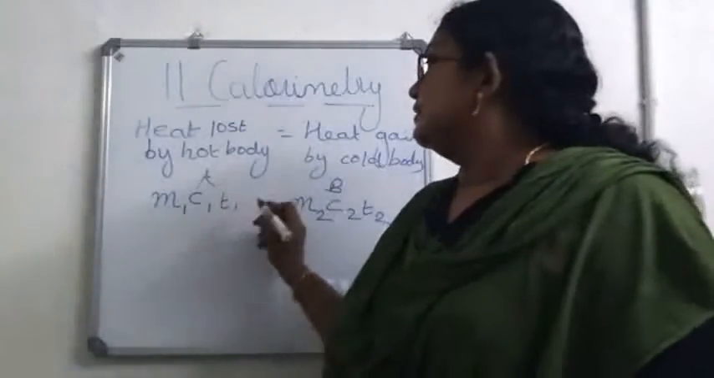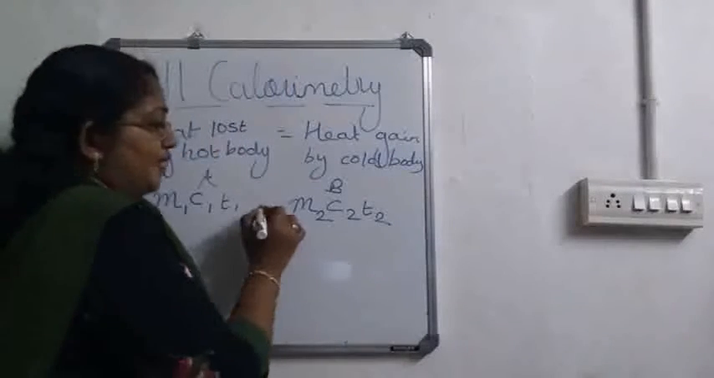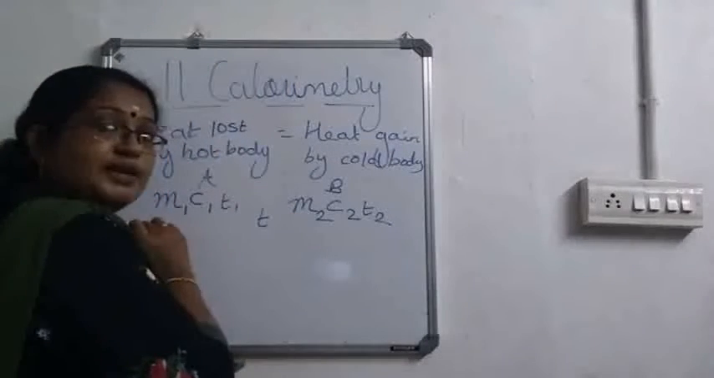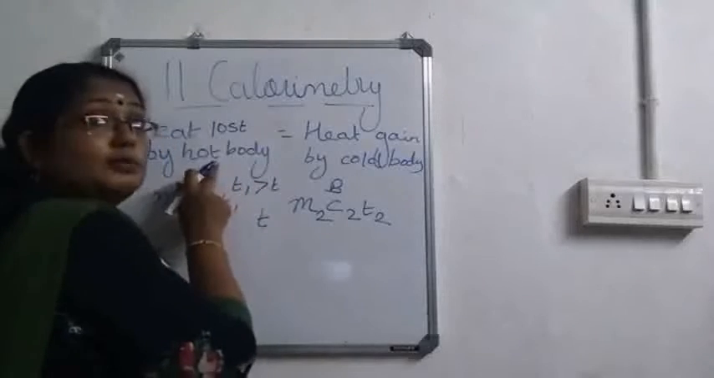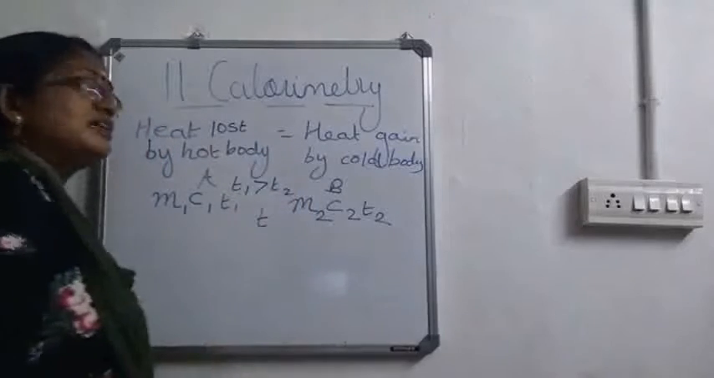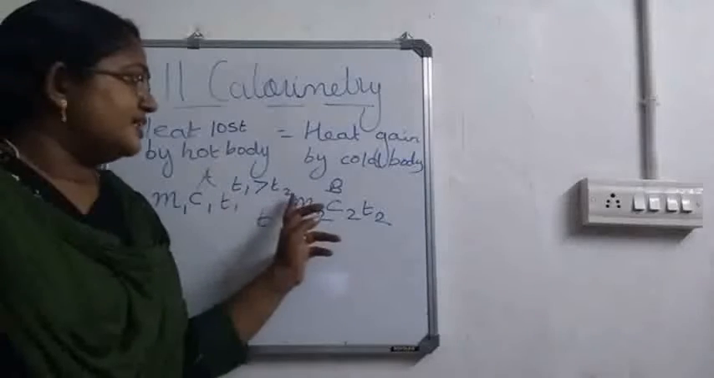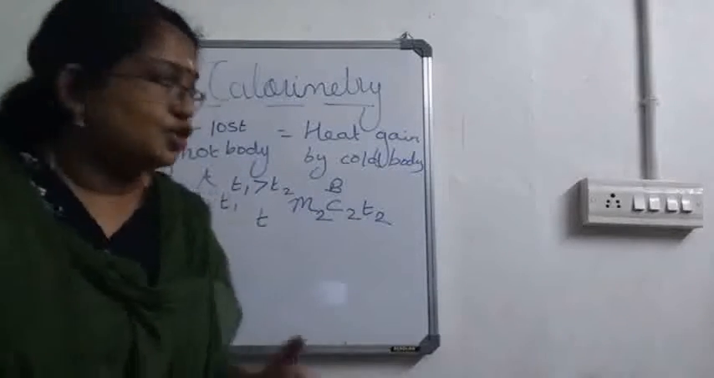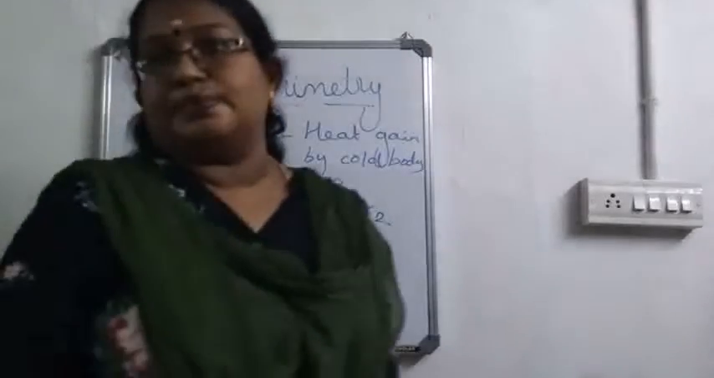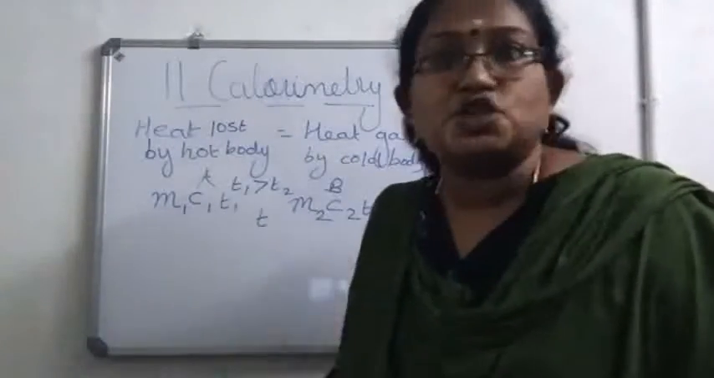Now, here, when you are mixing T1 and T2, the final temperature attained will be T. And one more thing, this is a hot body. So, T1 is always greater than T2. Isn't it? T1 is greater than T2. By mixing these two, the final temperature of the body is T. Keeping these things in mind, we have to write the equation.